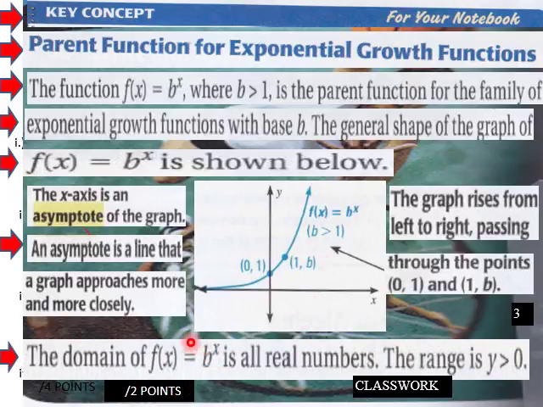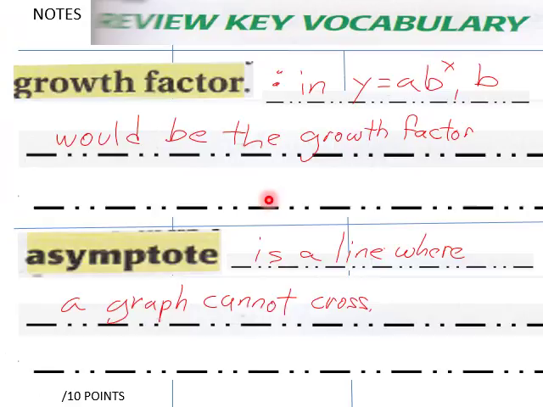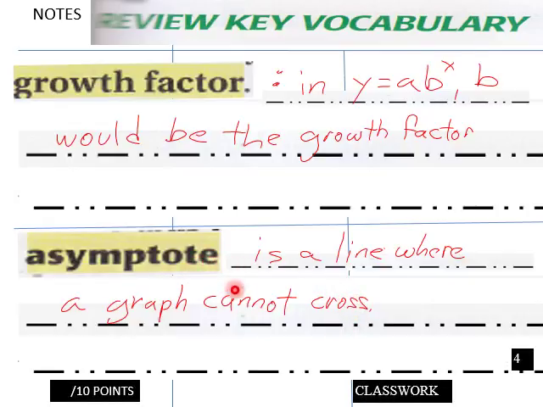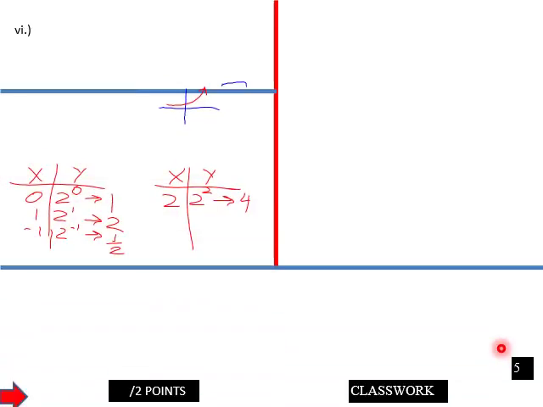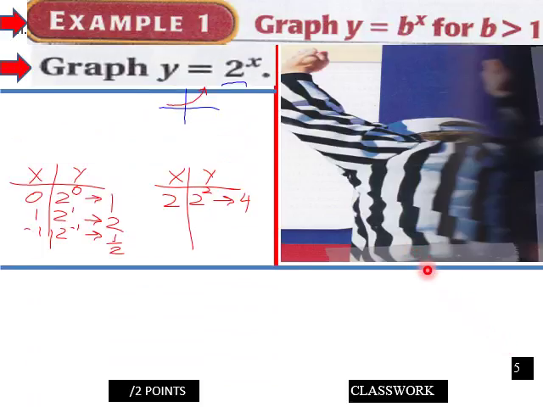The domain of f of x equals b to the x is all reals. So we have all reals here. The range is y is greater than 0. Now we have growth factor. We have vocab here. Here's your growth factor, and then asymptote is a line or a graph cannot pass. Classwork, page 4. And then we go into an example 1 here.